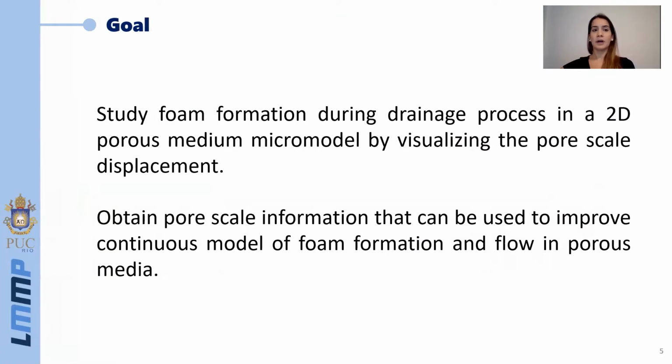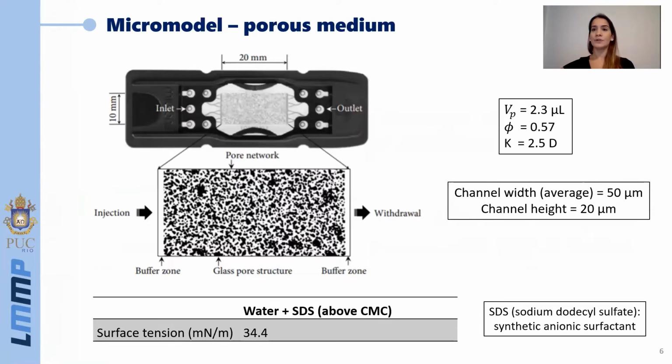The idea of this work is to study foam formation during drainage process in a 2D porous medium micromodel by visualizing the pore scale displacement, and obtain pore scale information that can be used to improve continuous model of foam formation and flow in porous media. To do that, we're going to use a 2D micromodel made with glass by Micronit.